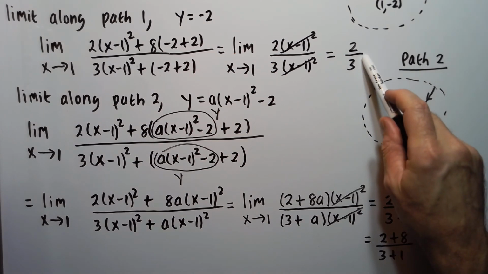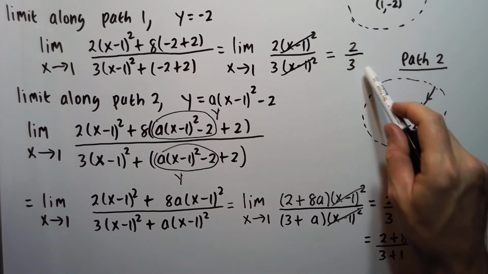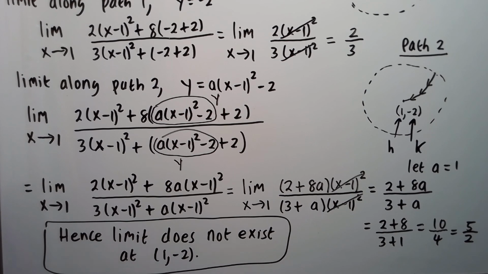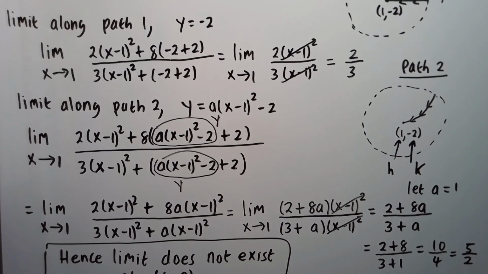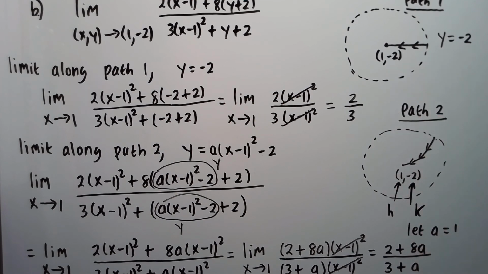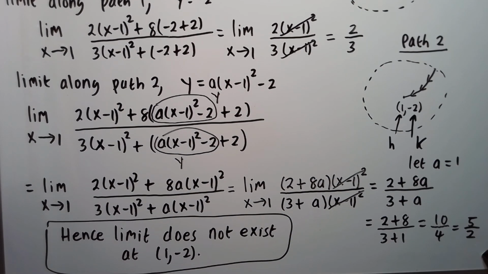That's different than 2/3 up here. So our two different paths gave us two different answers. Therefore we can conclude the limit does not exist. Let me write that. Hence the limit does not exist at (1, -2), because we got 5/2 for path 2, and at the top, for path 1, we got 2/3. So we got two different answers coming along two different paths into the same point (1, -2). Hence the limit does not exist.